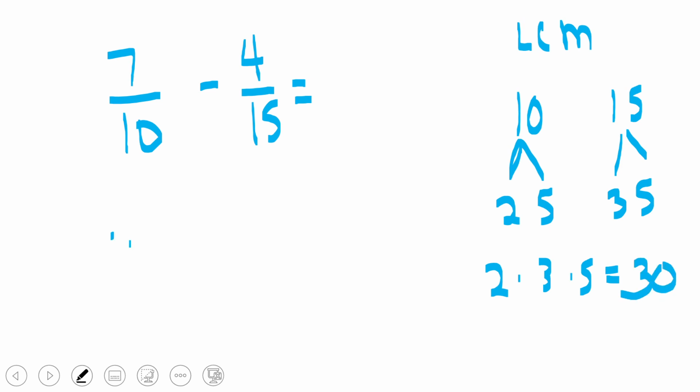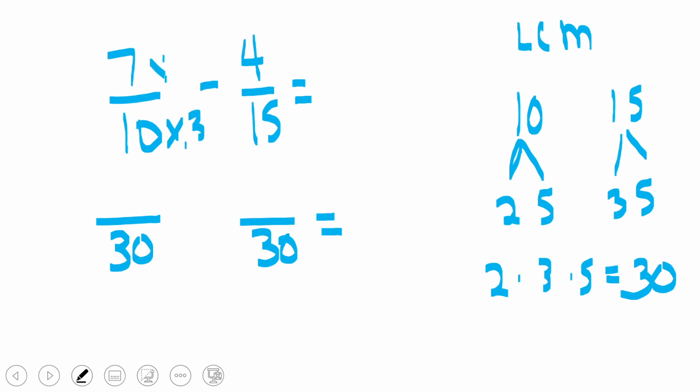So 10 and 15 first come to 30 as a like denominator. Have to do times 3 on this fraction to get there, and times 2 on this fraction to get there, and you're going to end up with 13/30.